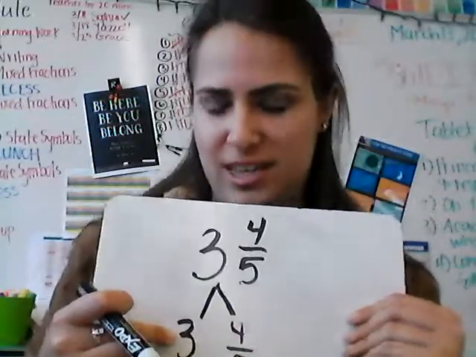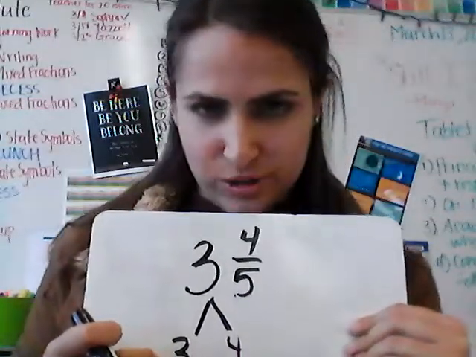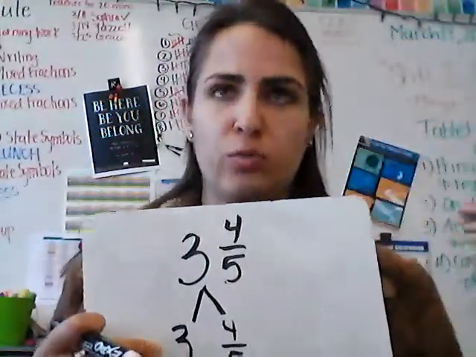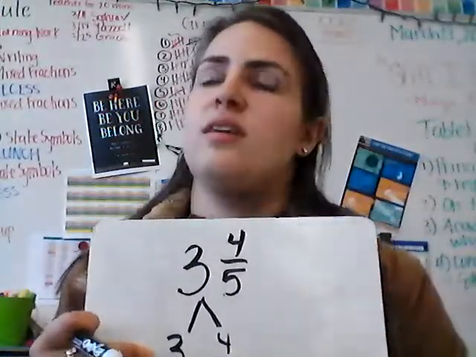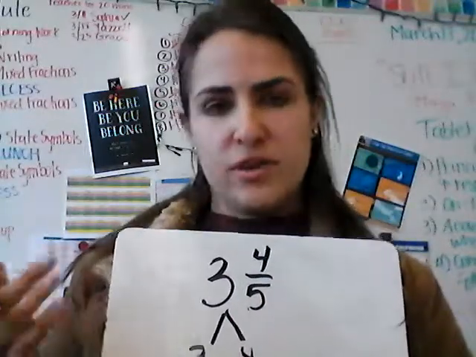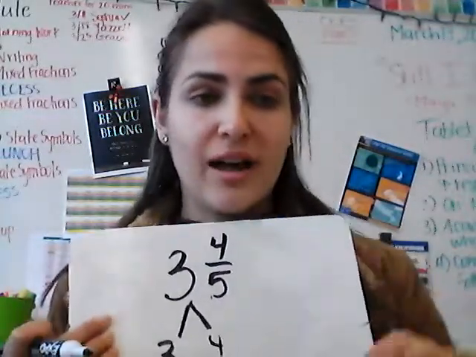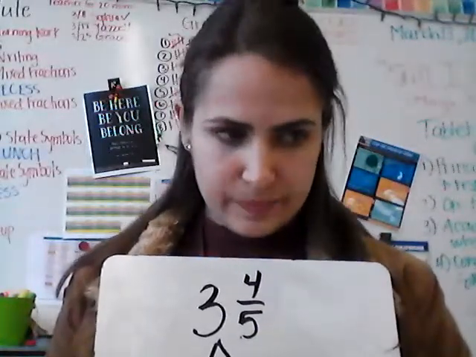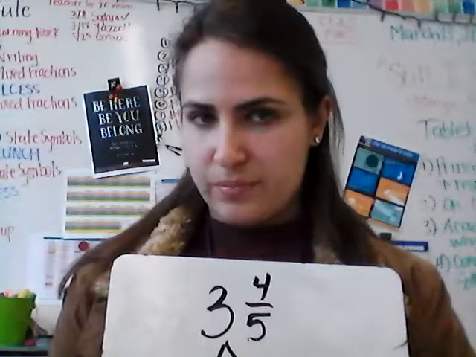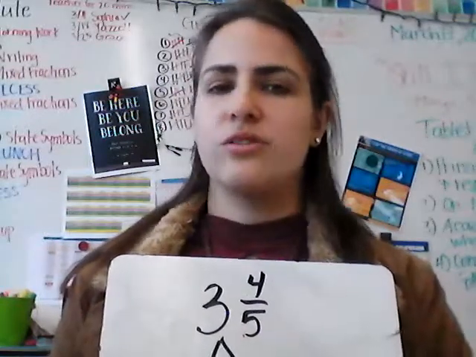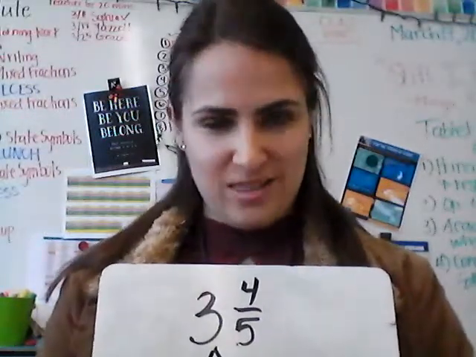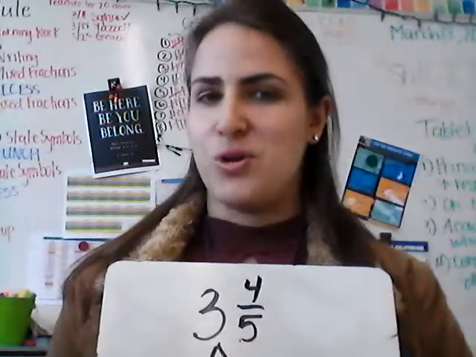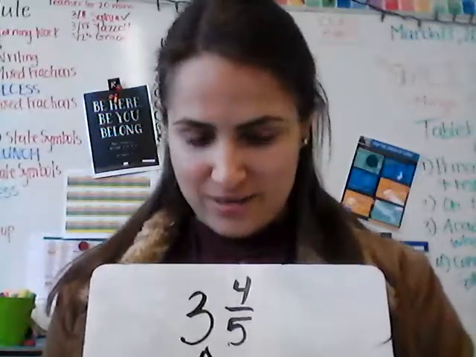How many fifths are in 3 wholes? It might help you to think about how many fifths are in 1 whole. So we know that if the unit is fifths, 1 whole is going to have 5 fifths. So if 1 whole is 5 fifths, what would 2 wholes be? 2 wholes would be 10 fifths. What would 3 wholes be? 3 wholes would be 15 fifths.